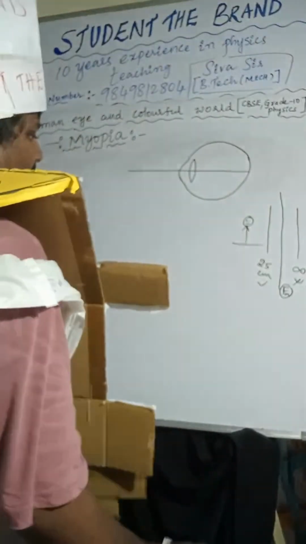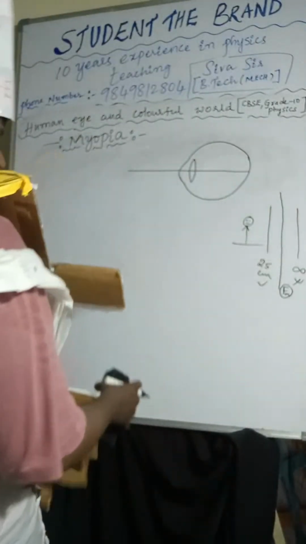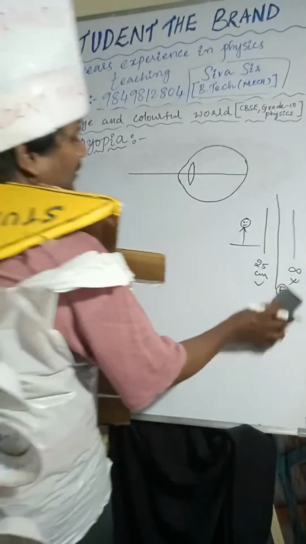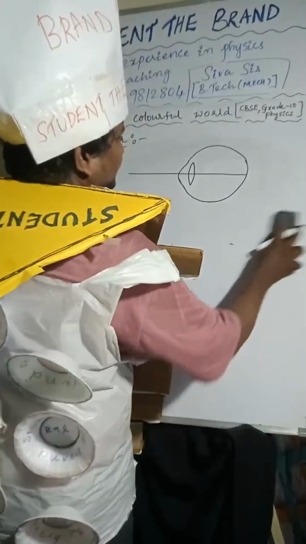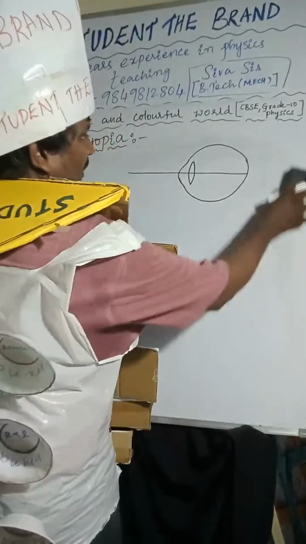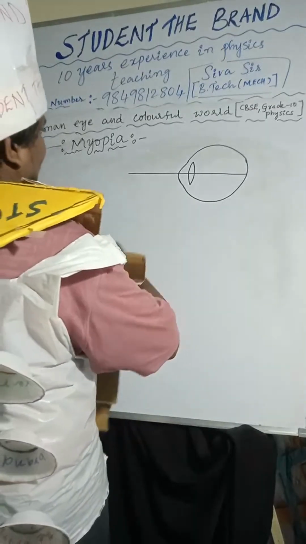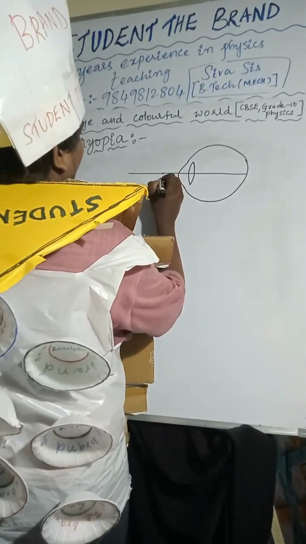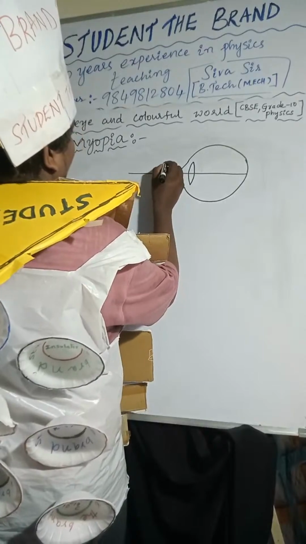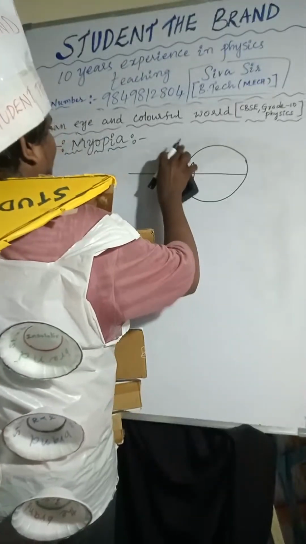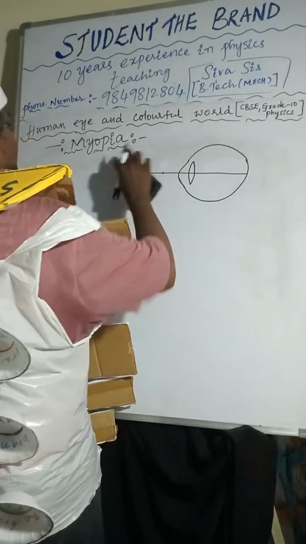I will draw the diagram in a simple way. Just focus on it. Very, very easy way. Once you understand the logic, you won't forget. Definitely it is very, very easy. This is the eye I am taking. I'll draw small points because lines we have to consider.